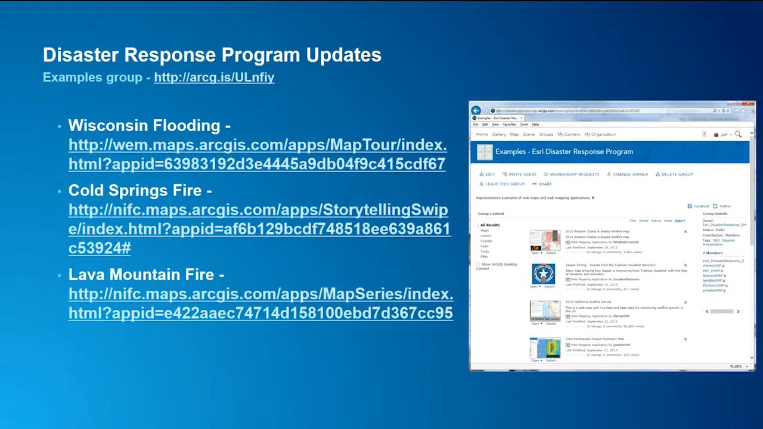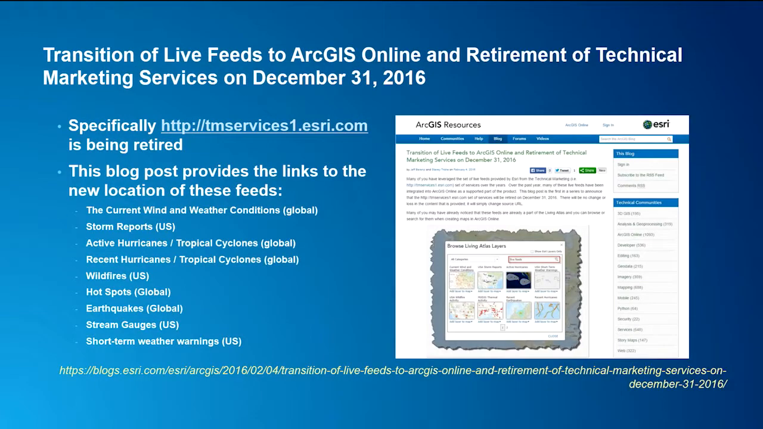There are several examples inside there of the great flooding that happened in northern Wisconsin over this past month. Several fire examples, a Cold Springs fire outside of Nederland, Colorado, and several map products that have been put together there and added to our examples group, along with the public information map type of example in a story map of the Lava Mountain fire. Those are all recent examples that have been added to our examples group. So please check those out and keep those examples in mind. And if you've got examples to contribute, please let us know.